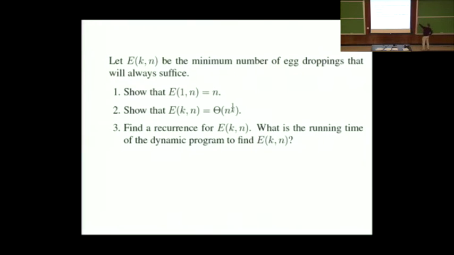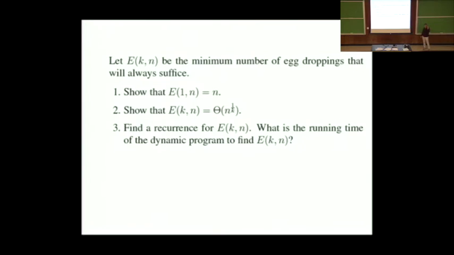Now, the first question we have solved. Okay, let E(k, n) be the minimum number of egg droppings that suffice. We agree that E(1, n) is n. I'm saying that E(k, n) is n to the 1 over k. Can anybody argue with that?